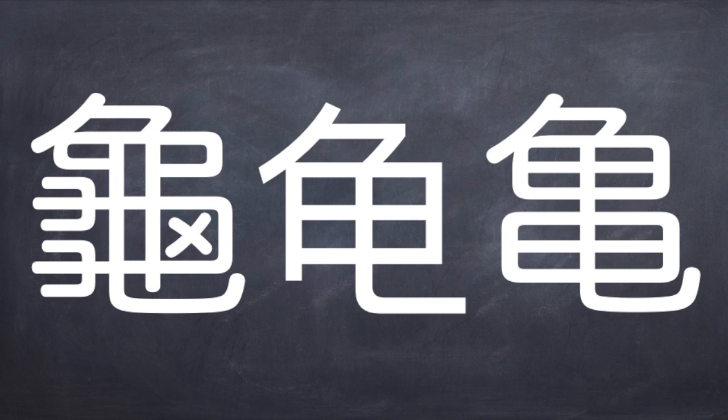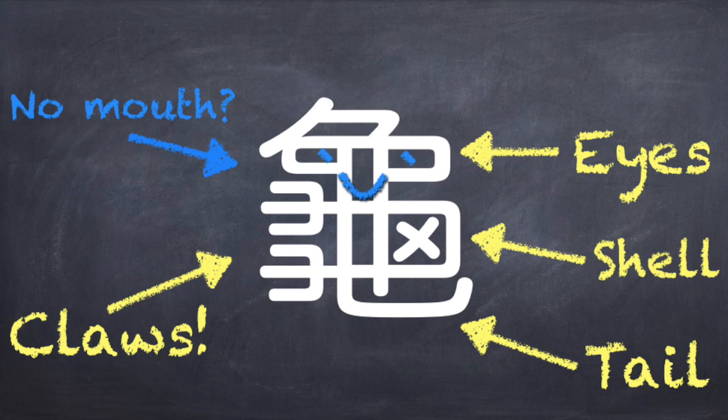If you use your imagination, you can actually see that the traditional character really is a picture of a tortoise. On the right-hand side, there's the shell, and there's the tail at the bottom. At the top is the head, two eyes and a horn. And then on the left-hand side, you can actually see two claws poking out, right? So it is actually a pictograph of a tortoise.